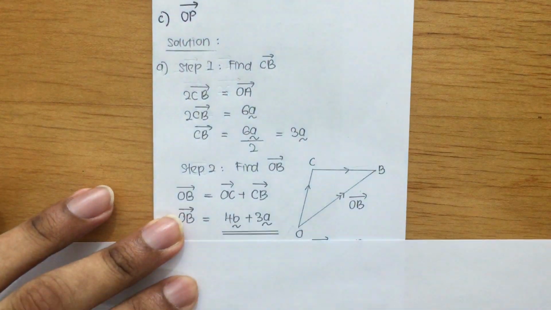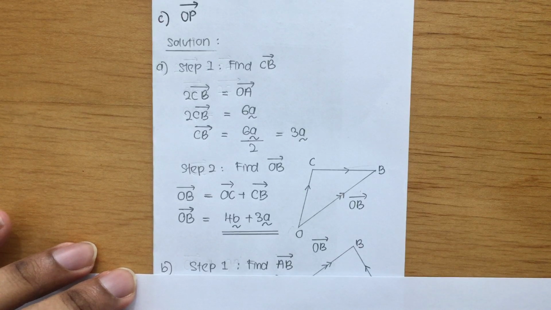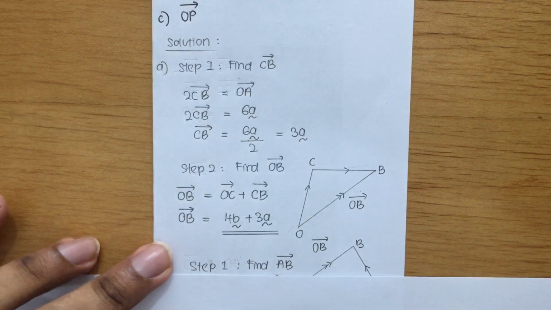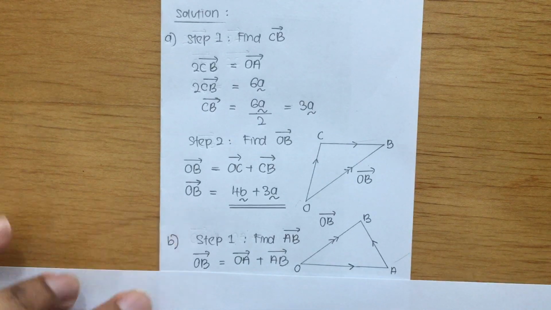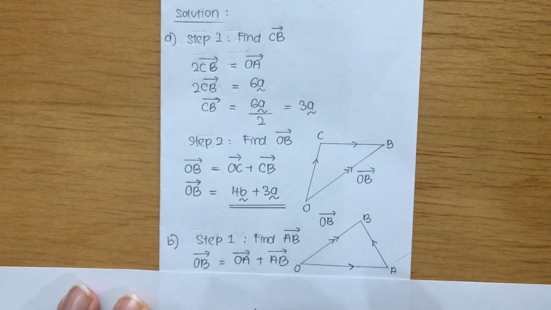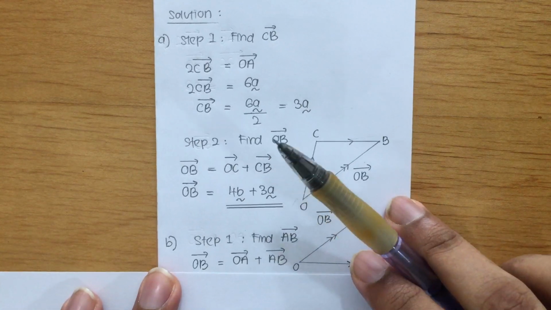Okay, proceed to part B. For part B, we need to find the vector AB. Why vector AB? It's very simple, guys. To find BP, we need to find the vector AB. I will explain to you later on.